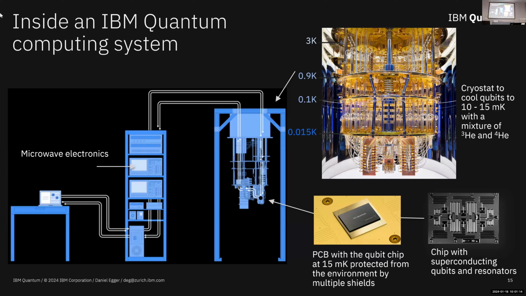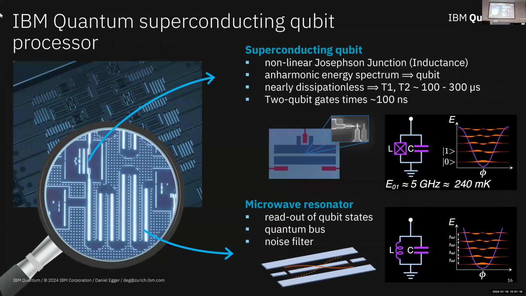So, a deeper look at the technology. If you look at a quantum chip and you zoom in on it, you will basically see a few types of elements. The first ones are the quantum bits, as you can see here. And the other ones here would be resonators, which allow us to either couple the qubits or to read out.